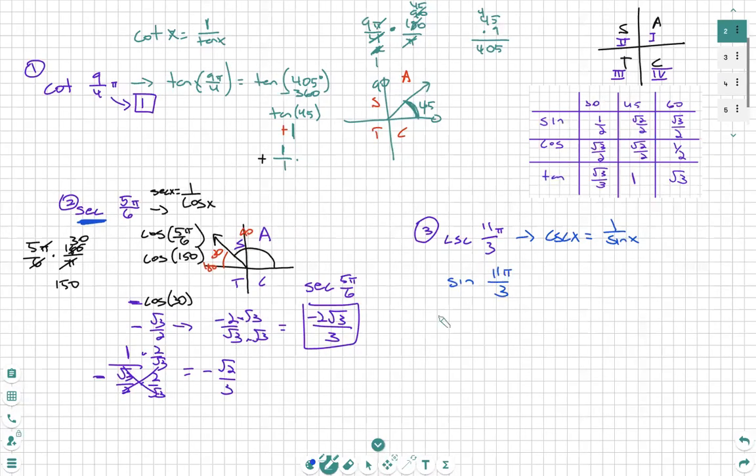11π/3. First, we're going to take 11π/3 and multiply it by 180/π. 180 divided by 3 is 60. 11 times 60 is 660. Next, we are going to find the sine of 660. That is not within 360, so we will find a coterminal angle by subtracting 360, and 660 minus 360 is 300. We will then find the sine of 300.